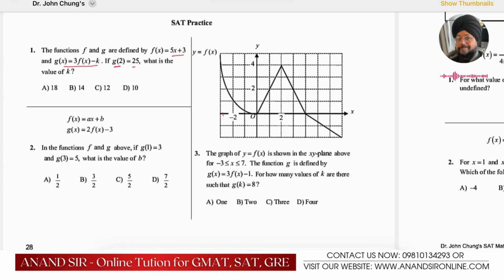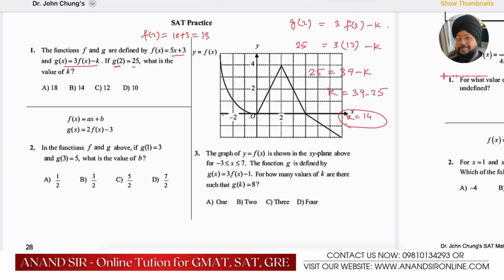So here g(2) is equal to 25. What is g(2) over here? It is 3 times f(2) minus k. g(2) is 25, so I write 25 in place of g(2). And what is f(2) over here? It is 10 + 3, 13. So I write here 3 times 13 minus k. It means 25 = 39 - k. So k becomes 39 - 25, which is 14. So the answer for the first question is B.